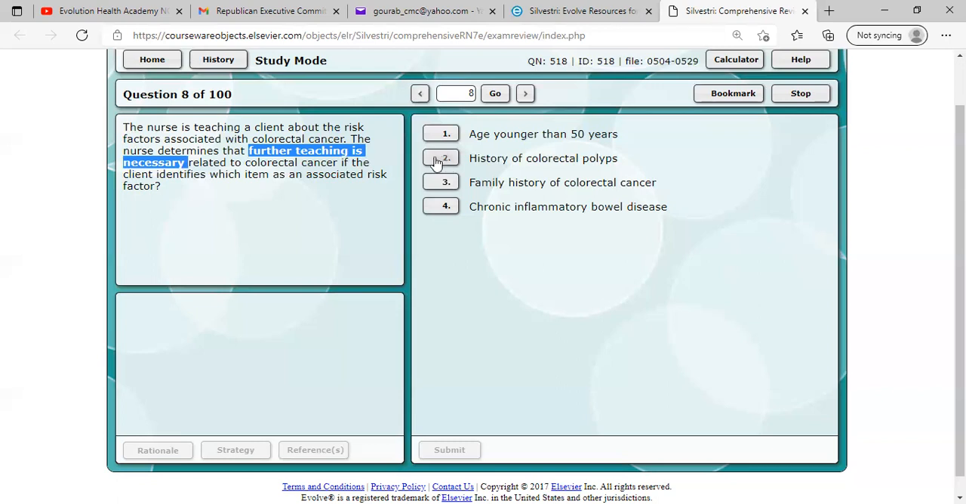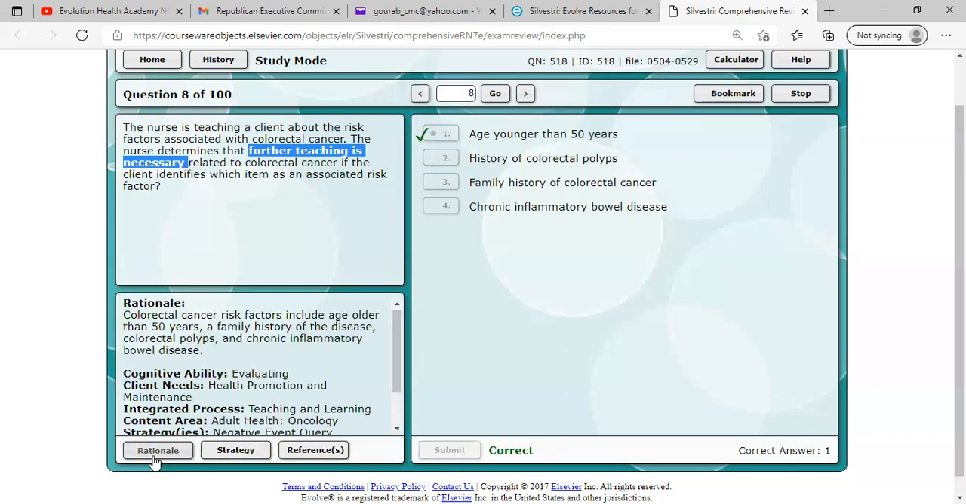History of colorectal polyp. It is also a risk factor for developing colorectal cancer. Age younger than 50. It is not correct. Usually, patients develop colorectal cancer when they are more than 50 years old. So it is wrong information. You need to correct your patient, right? So next, the rationale.